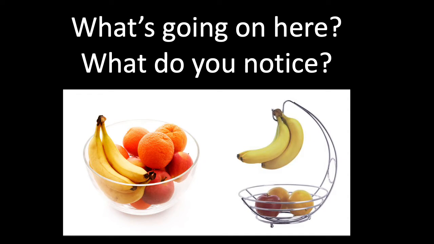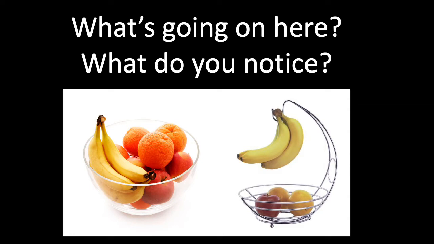Okay, on the bowl on the left hand side you have bananas mixed with all sorts of different fruit. On the right hand side you have some bananas hanging in a special fruit basket away from the rest of the fruit. The reason for this, and you might have noticed this, is that bananas give off a gas. Bananas give off a gas called ethene. Not ethane, but ethene. And ethene ripens other fruit.